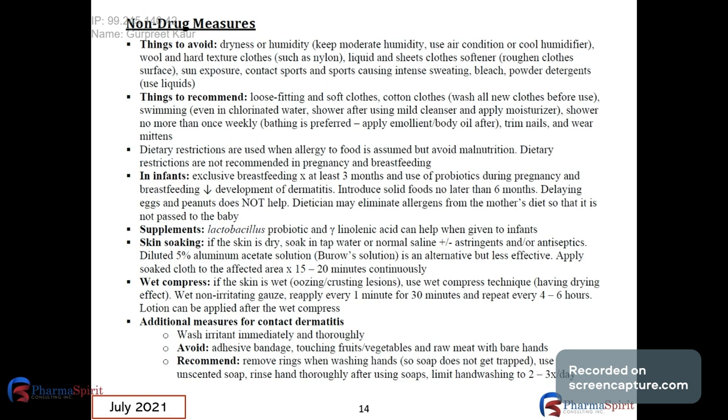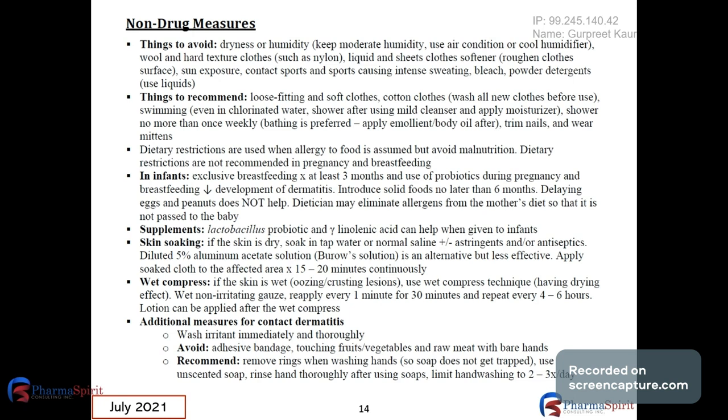There are some additional measures that we can use for contact dermatitis, such as if the patient is exposed to any irritant, we have to wash it immediately and thoroughly. The patient should avoid adhesive bandage, touching fruits and vegetables and raw meat with bare hands. And we can also recommend, specific for contact dermatitis, to remove rings when washing hands, because when the patient has contact dermatitis, the soap can get trapped under the ring, and this actually can cause more contact dermatitis.